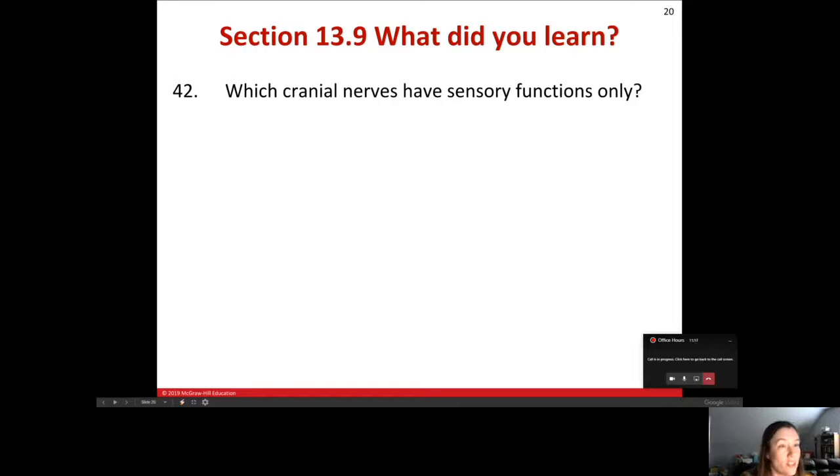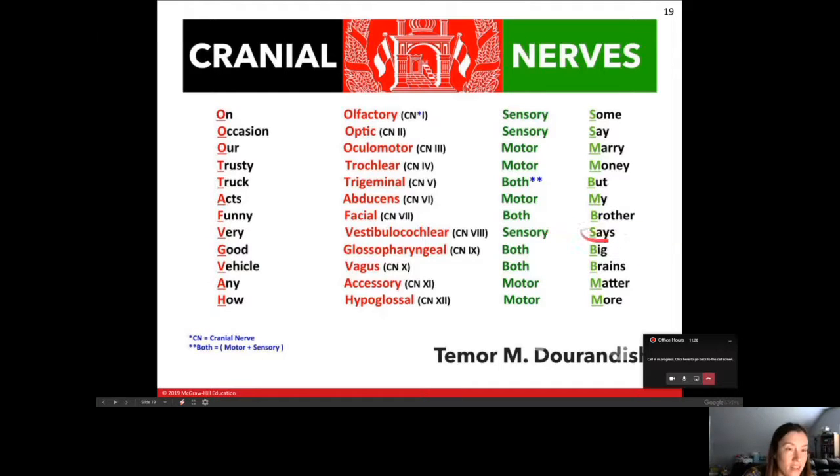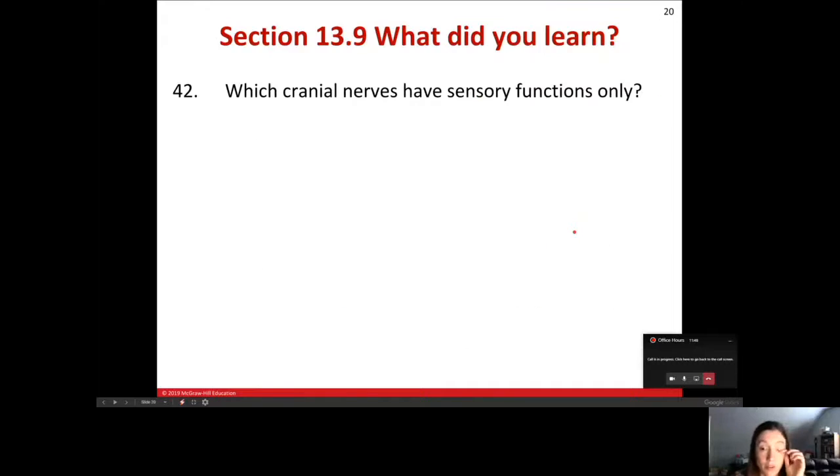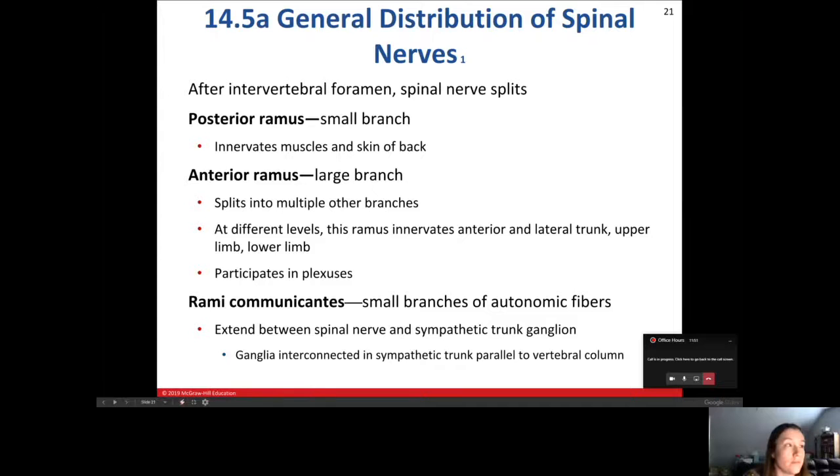So which cranial nerves have sensory functions only? You can go through: some say merry money, so that's 1 and 2 are sensory, but my brother says, so right there, 8, big brains matter more. So 1, 2, and 8 are the ones that are sensory. So just write down 1 through 12, and then you can write down the first letter of the name as well as sensory, motor, or both, and you've got a good start there. And the names can sometimes help you with the functions too.